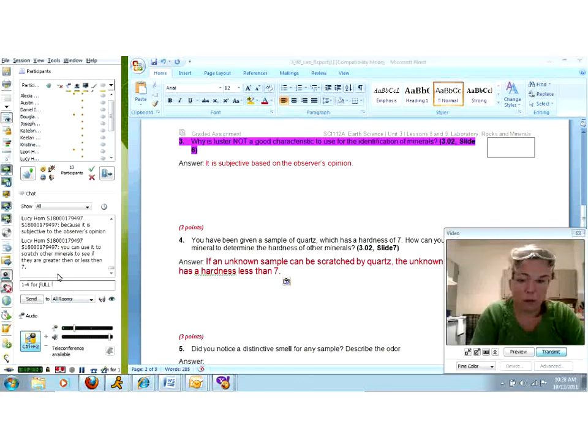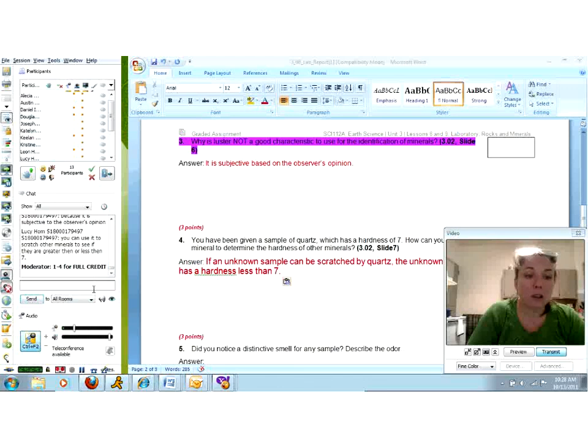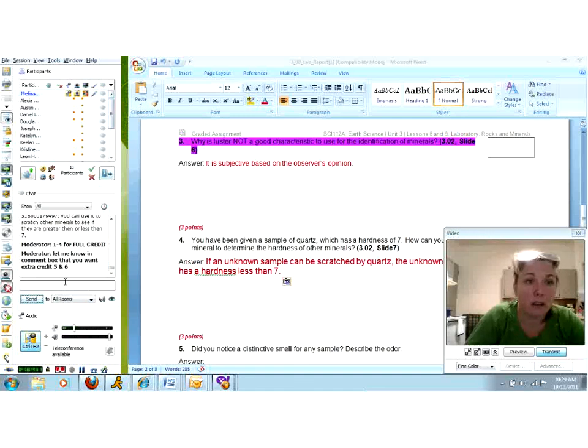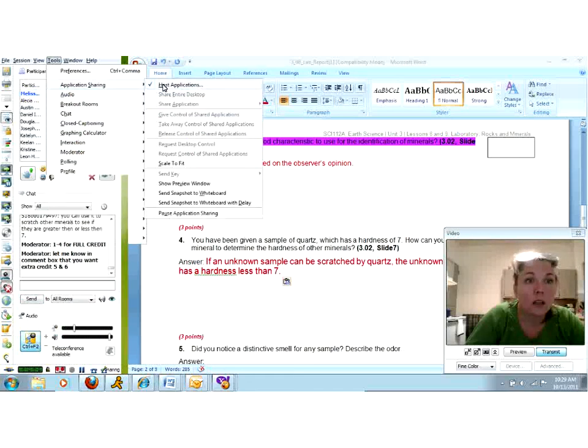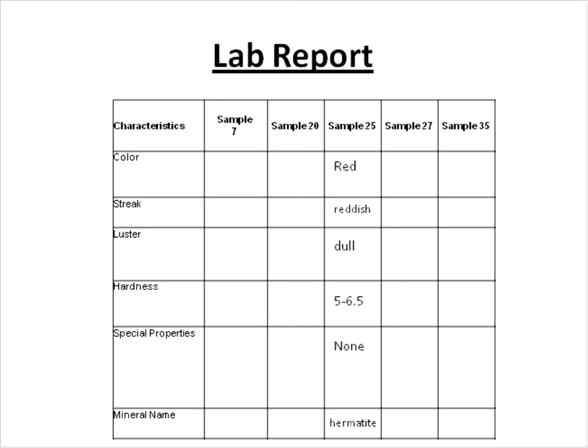All right, so we're going to stop at number 4. You need to do 1 through 4 for full credit. If you want to do the last 2, let me know in the comment box that you want extra credit, okay? Let's do it that way for 5 and 6. I need 1 through 4 for full credit. If you have those done, you can save and submit that now.